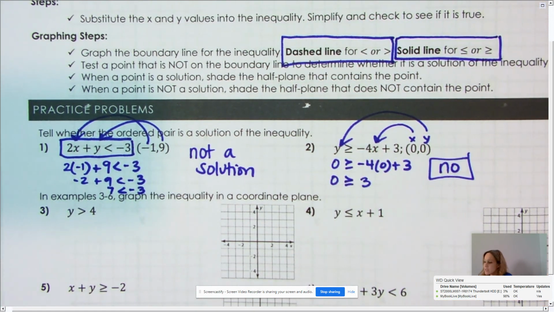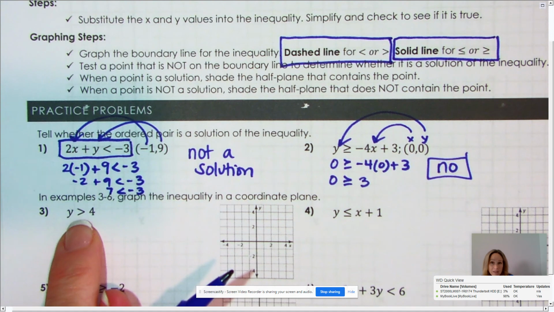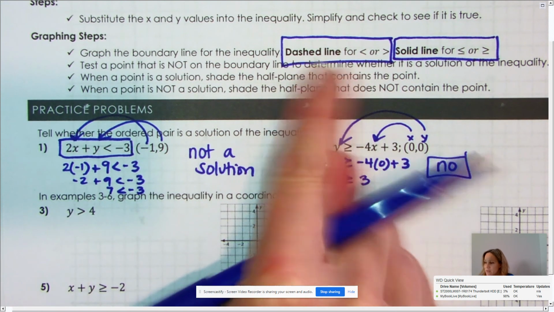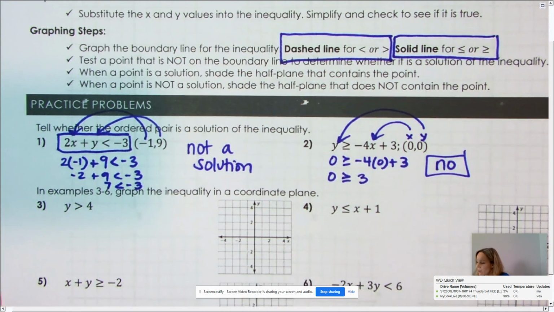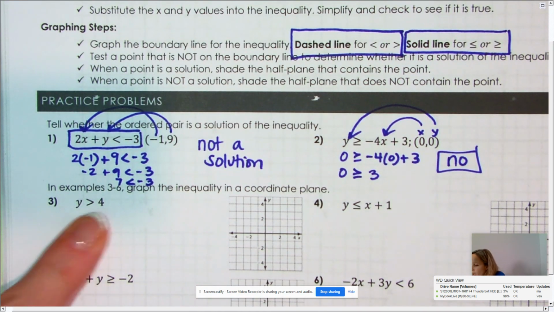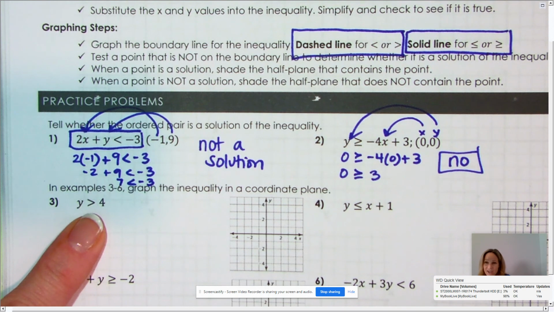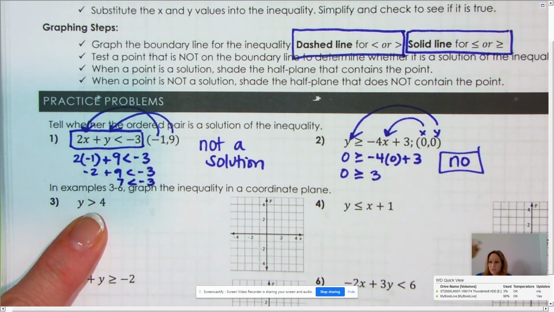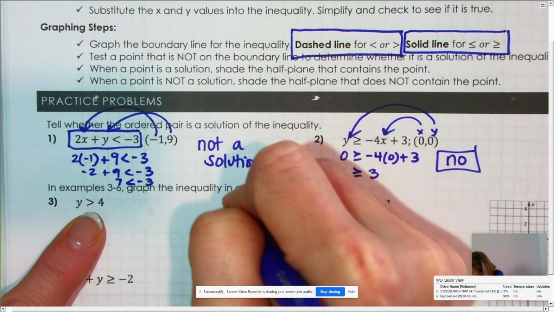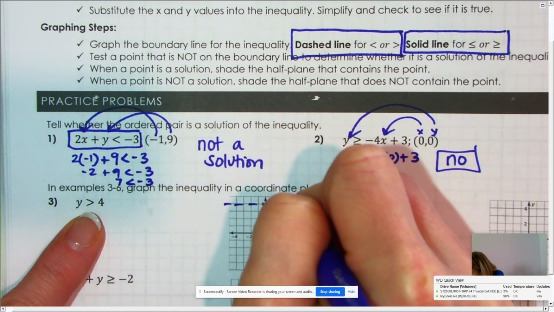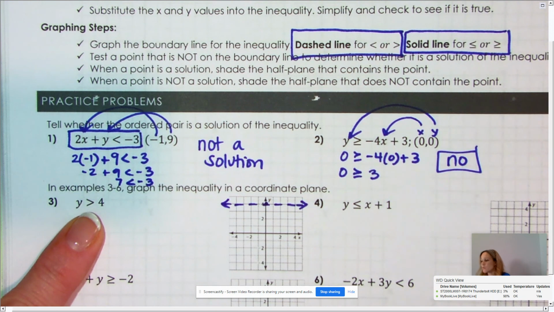So looking at this one, what kind of line am I going to make? This says dashed. I call it dotted, but same thing. All right, so y is greater than 4. I know that there's no x here, so there's not going to be any kind of slope to it. It's just going to be a flat line, and it's going to cross through at 4. Well, I'm going to put a dotted line. Okay, so that's my boundary.